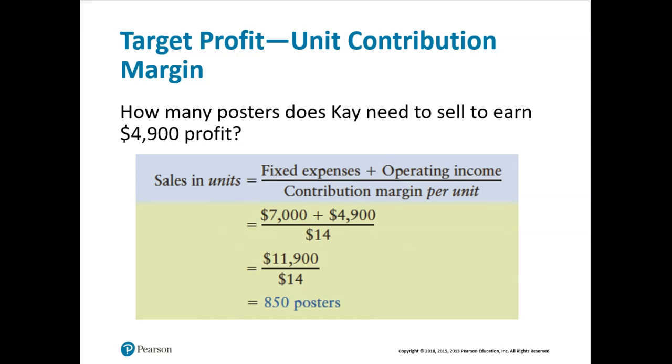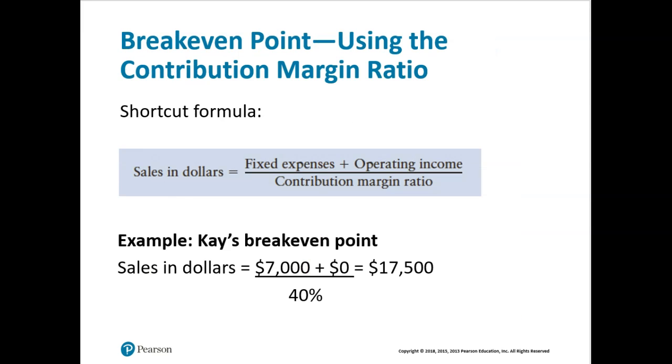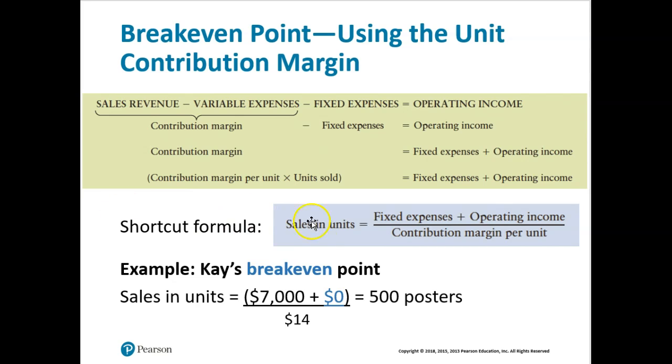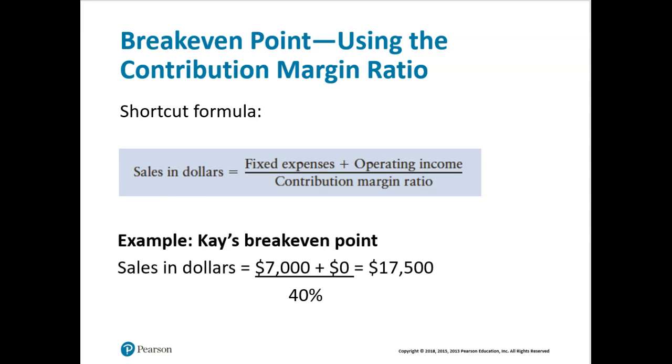I lost my spot here. That's where we were. Oh yeah, this is using the contribution margin ratio. So if the sales in dollars, okay, before we looked at sales in units, right? This was sales in units. We divide it by the contribution margin per unit. To get sales in dollars, we divide it by the contribution margin ratio. Okay, so it's basically the same formula. Instead of the contribution margin here, we've got the contribution margin ratio.